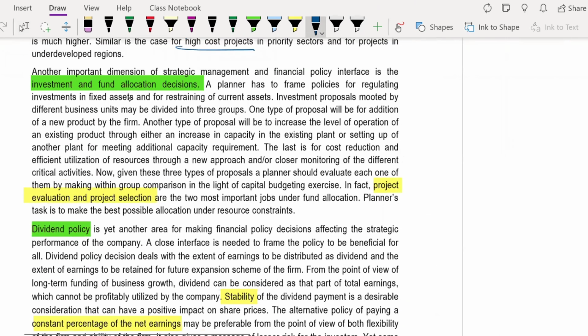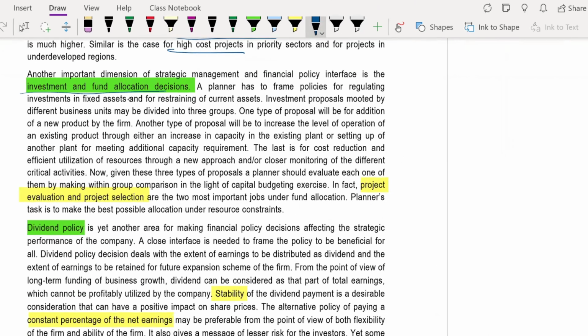Then the next one is investment and fund allocation decisions. So here, whenever you're going to have money, you are going to invest it somewhere and allocate it somewhere. When you're doing that, before making the investment or before allocating your fund, you have to do project evaluation and project selection. Now, project evaluation and project selection are a part of strategic management.